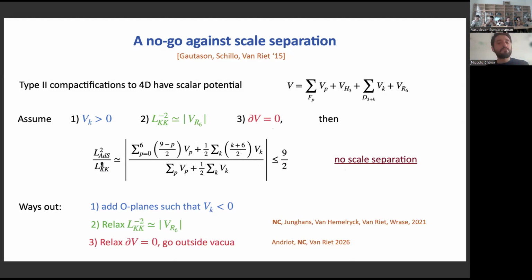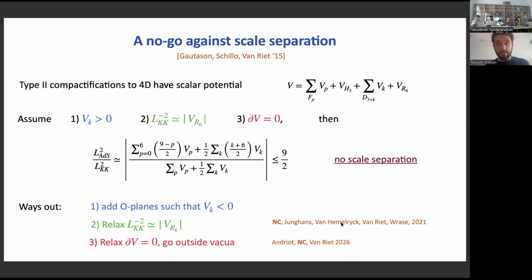Now, there are ways out, of course, because we have proposals for scale-separated vacua that I already discussed. One, the most famous one, is adding negative tension objects. So you don't just have D-branes, but you have O-planes, for example. And indeed, DGKT has O-planes, and all the other models I discussed before, they all have O-planes. You can relax this second assumption, but as I was saying, it's a bit harder.